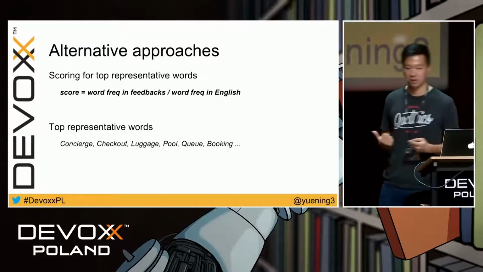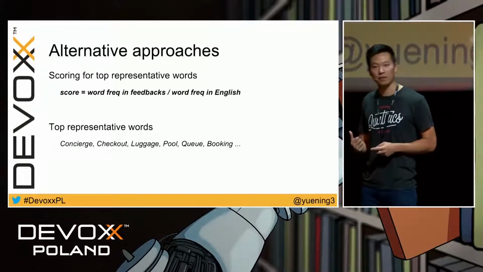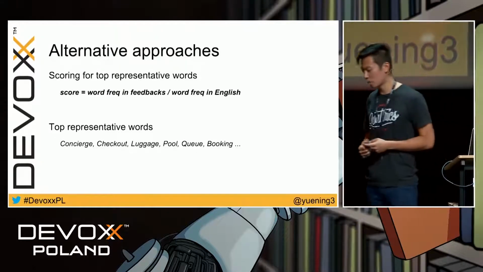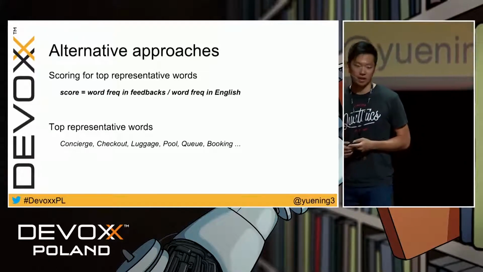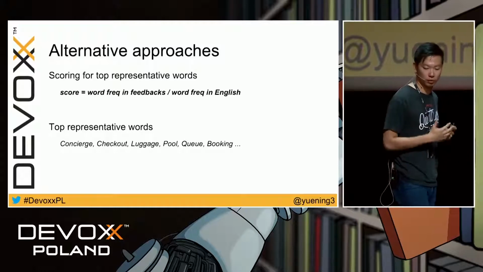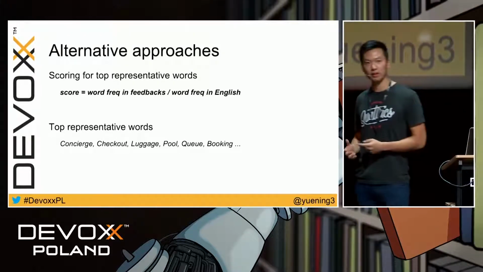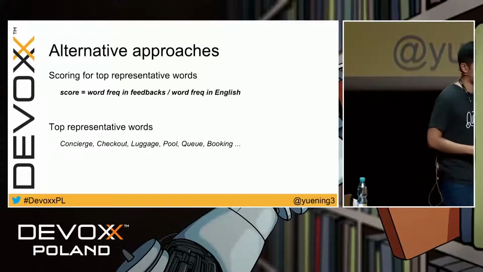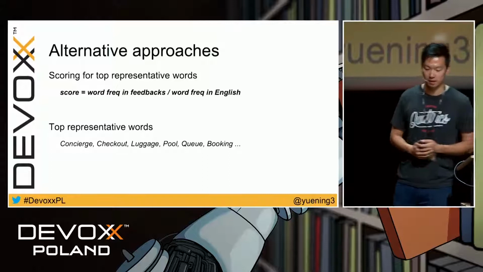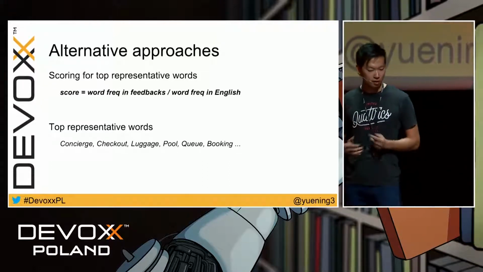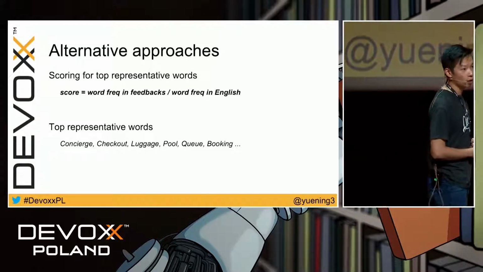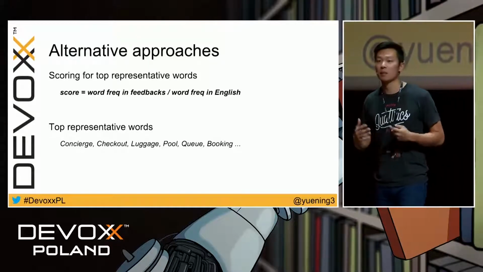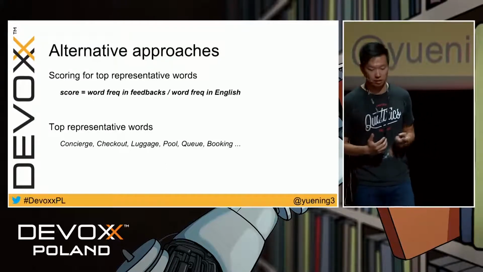Then we can use the word frequency, because if the words appear more often in this document, then it's likely to be more representative. And we also normalize it, because some words just appear more often in English than others. So we divide the word frequency by the word frequency of the corresponding word in overall English. And of course, we did some other cleanups, like removing the stop words, and did some lemmatization. And here are some of the top representative words we got for the reviews. You see there's concierge, there's pool, there's booking. It's about the important aspects regarding a hotel operation.